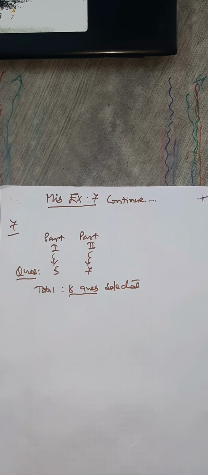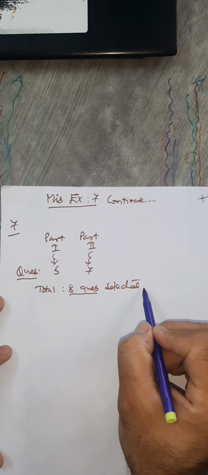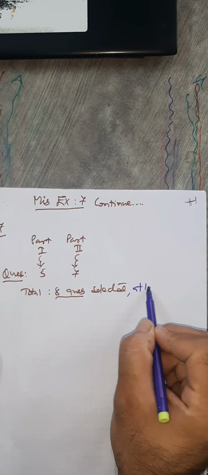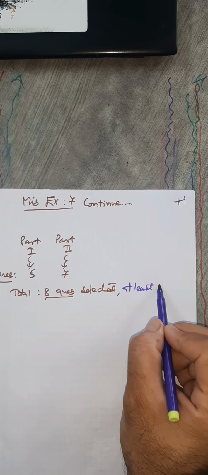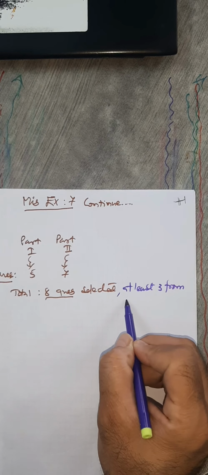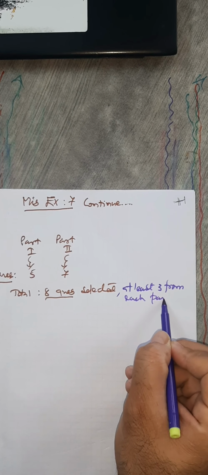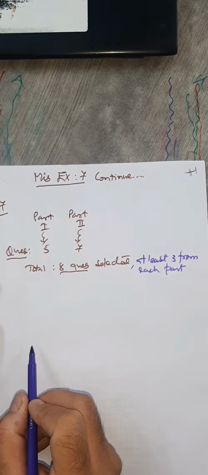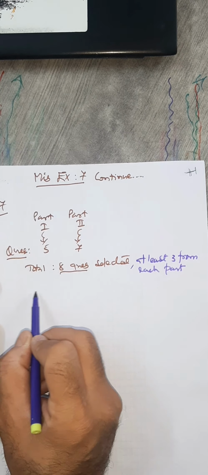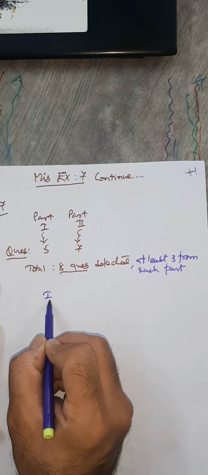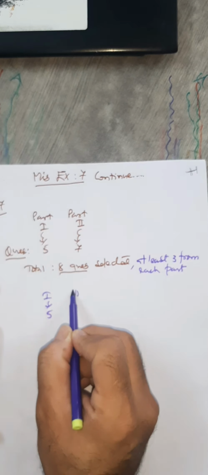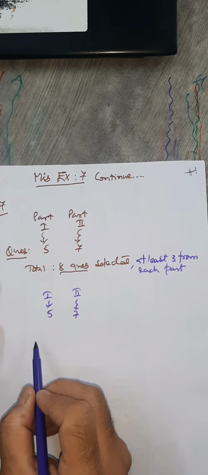8 questions should be selected with the condition that at least 3 from each part. At least 3 from each part. So minimum 3 should be selected from each part. So how we'll do here? Like this. Part 1 has a total of 5. Part 2 has a total of 7.